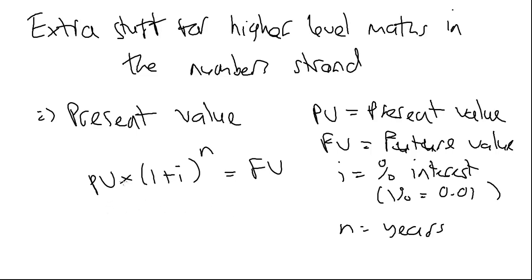So all you have to do is flip this around. The present value is equal to the future value divided by 1 plus I to the n. And you can plug in the various numbers, but you just put them into this formula and you're done. As I said, it's pretty quick.